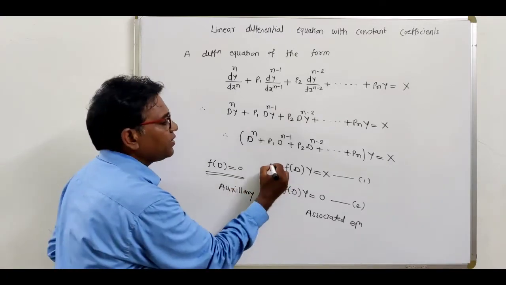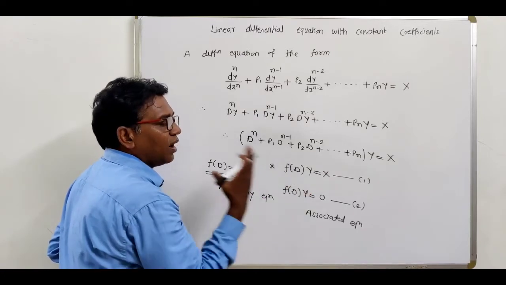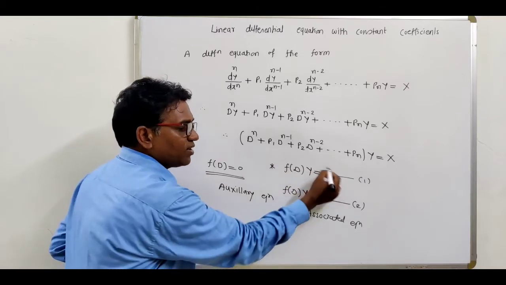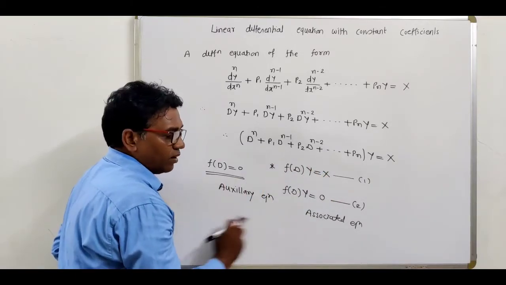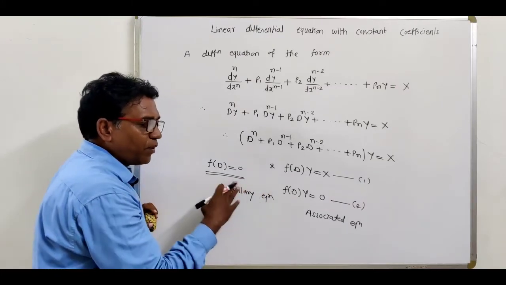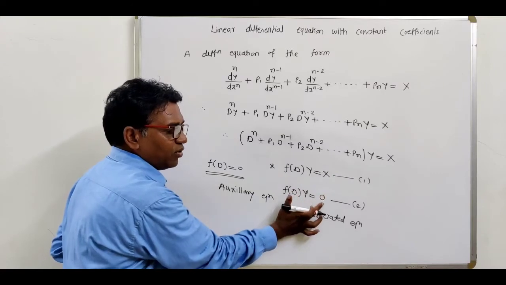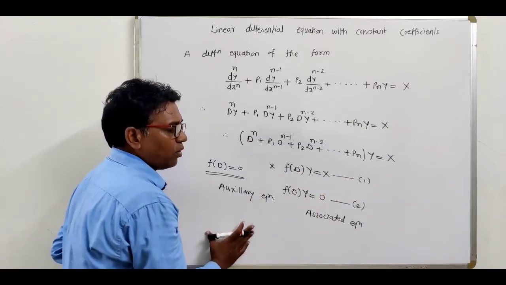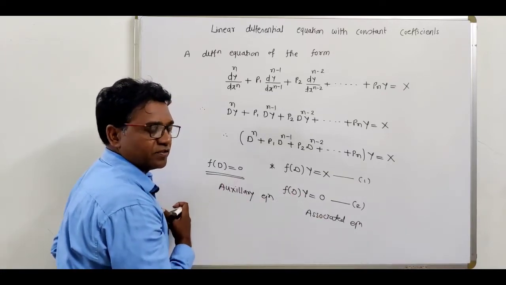A differential equation of the form f(D)y = X is called a linear differential equation with constant coefficients, where X is a function of x alone. What is the second definition? It is about the associated equation. Just take the right hand side equal to 0. So what is this definition? A differential equation of the form f(D)y = 0 is called the associated equation.